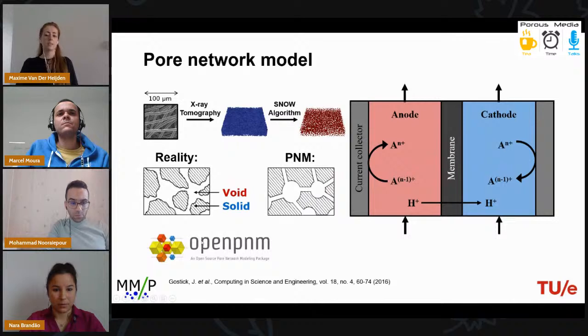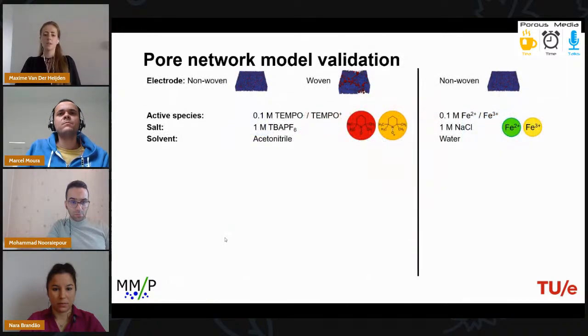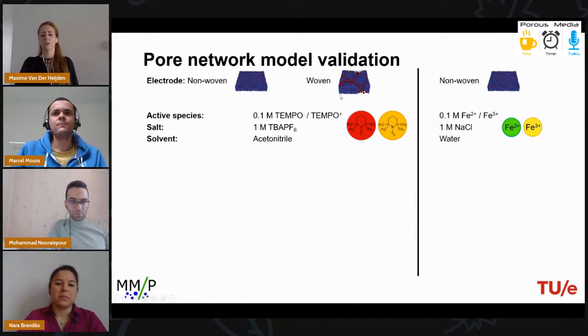To make our lives a bit easier, an open source software package called OpenPNM was used to model the pore network, where the pores and throats are translated to spheres and cylinders. This PNM was validated for two different chemistries by using an organic and an aqueous electrolyte and two different commercial electrodes, a non-woven and a woven fibrous electrode. The organic electrolyte is perfect to validate the model as it wets the porous electrode perfectly, which is assumed by the model.